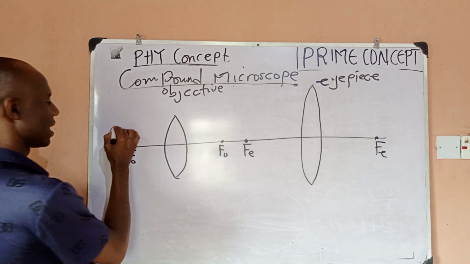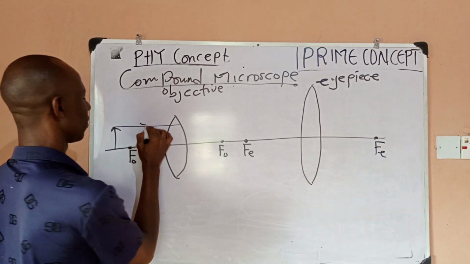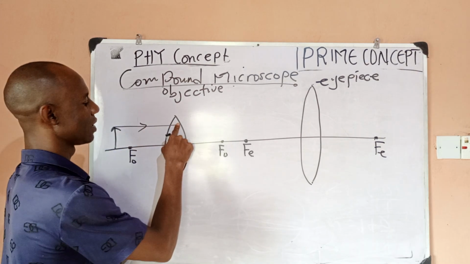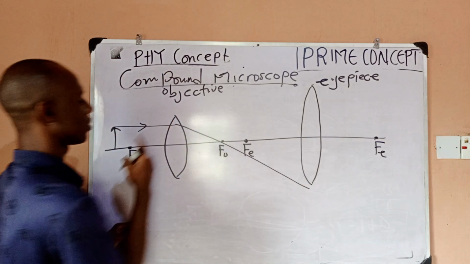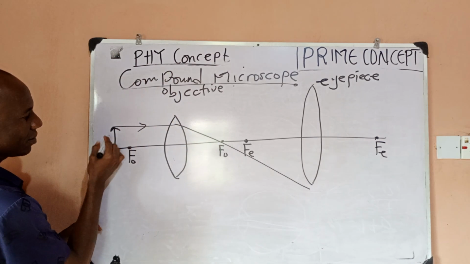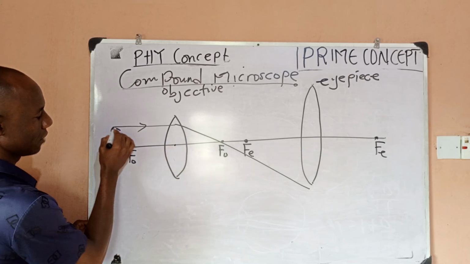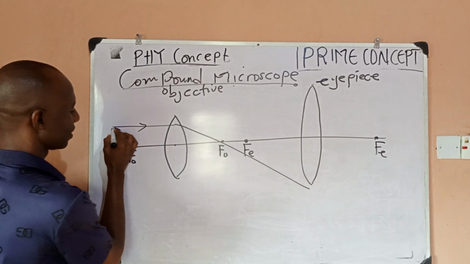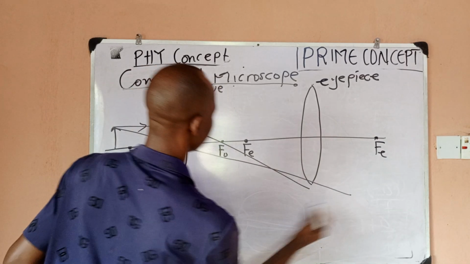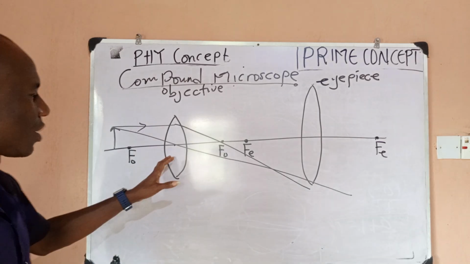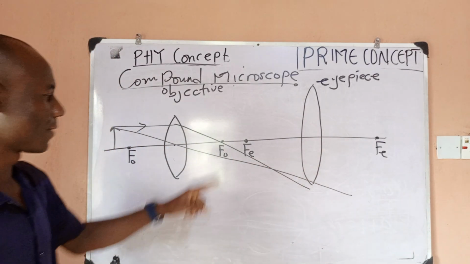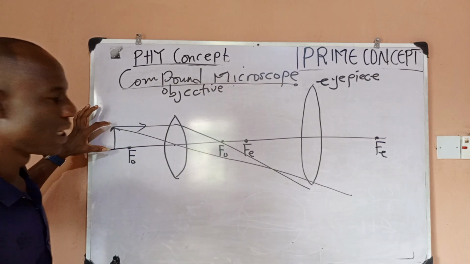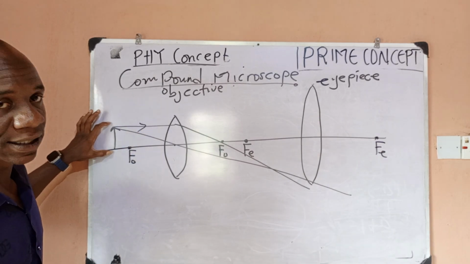What happens is that rays from the object hit your lens. When rays hit your lens, where will they pass from? To refract through this point, right? Yes. So if I follow the next rule, it is passing through this point, it will go like this.